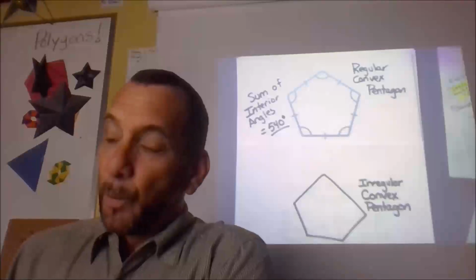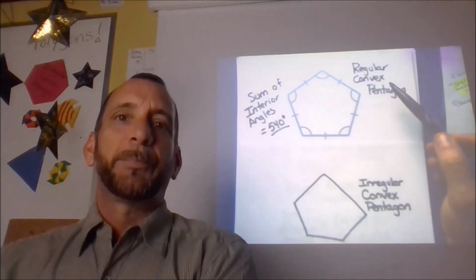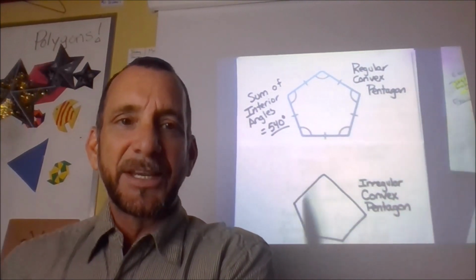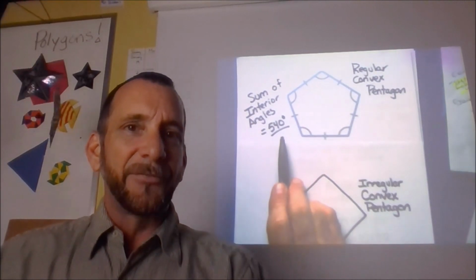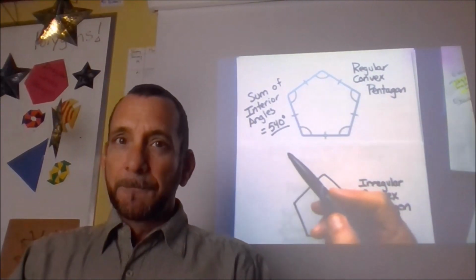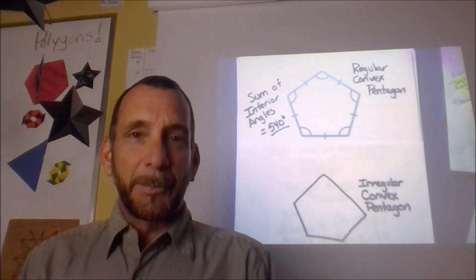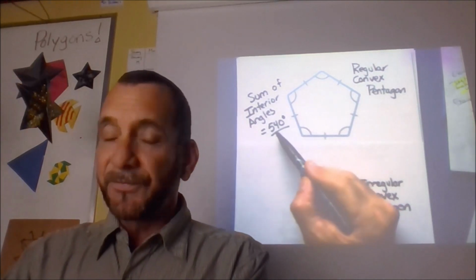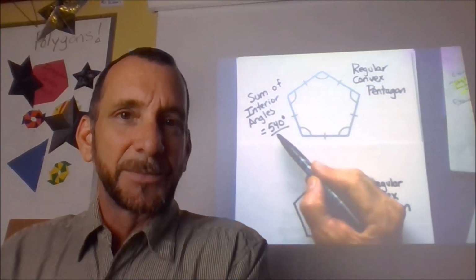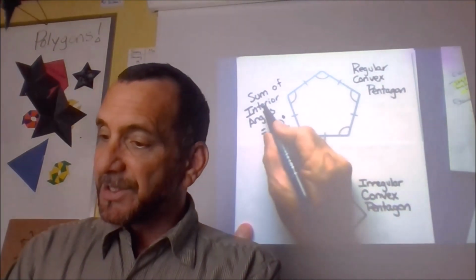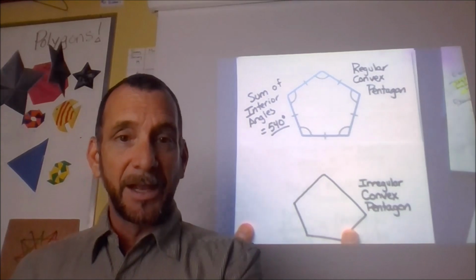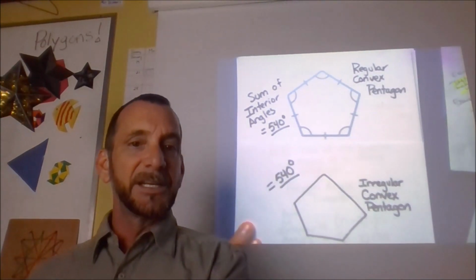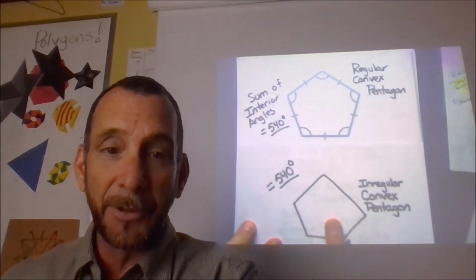So look at this. We have a regular convex pentagon with all angles and sides congruent, and we said that the sum of the interior angles is 540 degrees. Well, the angle sum theorem for polygons states that as long as it's a convex polygon, this formula works. That's the n minus 2 times 180. And we can say that the sum of the interior angles for this polygon as well equals 540 degrees. The sum of the interior angles is the same for both.